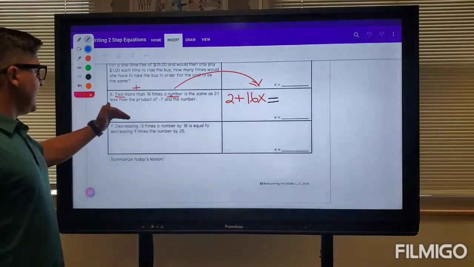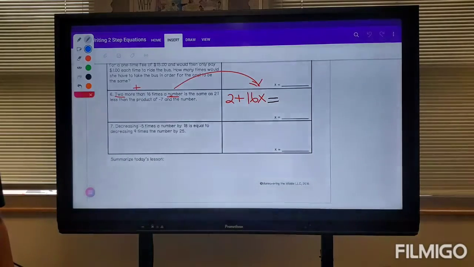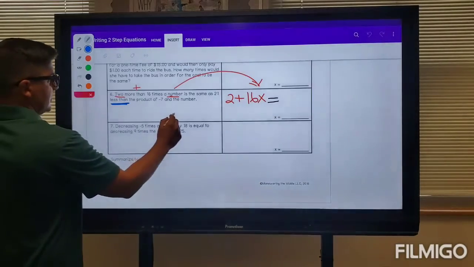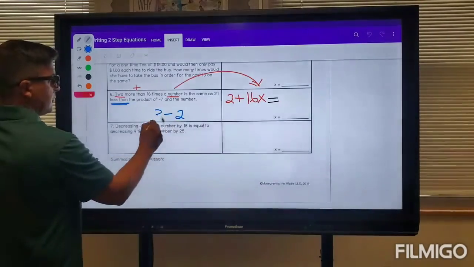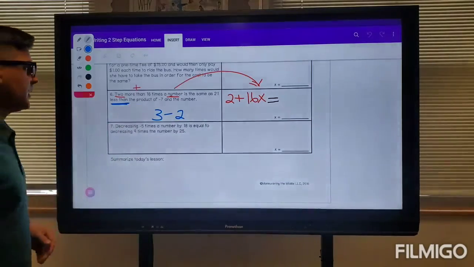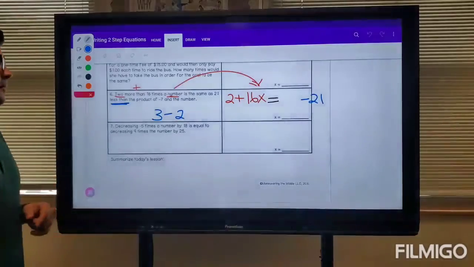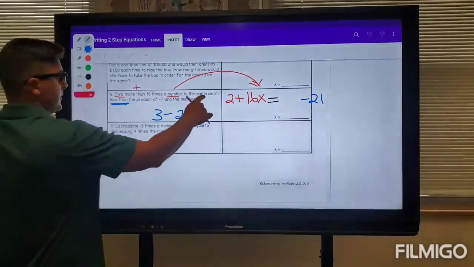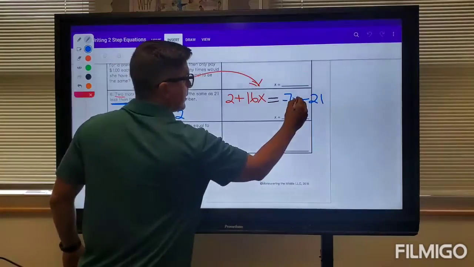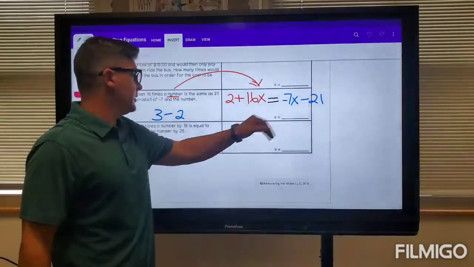21 less than the product of -7 and a number. Okay. Whenever we see less than, this is 2 less than 3. So it's actually you actually have to like flip it, okay? So less than 21, got to kind of like reread it backwards, okay? Is the same as 21 less than the product of -7 and a number, okay? This is 21 less than -7 times a number.